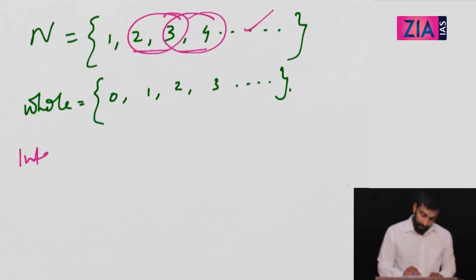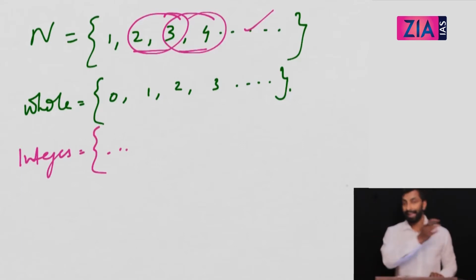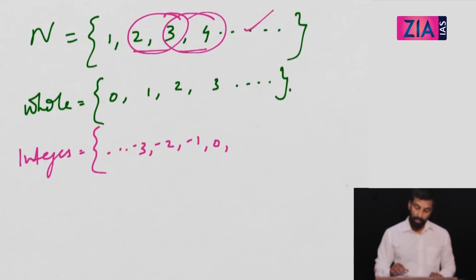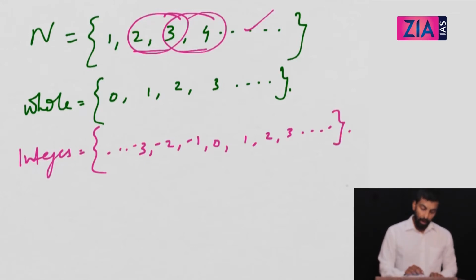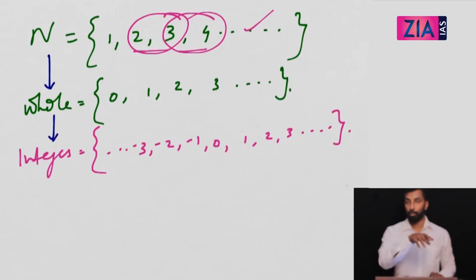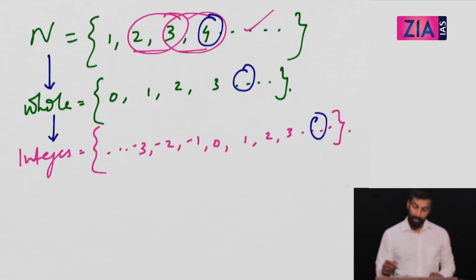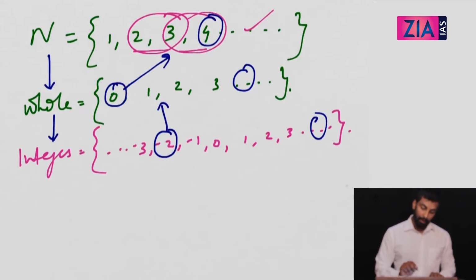Integers include negative numbers also. It goes up to negative infinity: minus 3, minus 2, minus 1, including 0, then 1, 2, 3, etc. If you observe here, all natural numbers are whole numbers and all whole numbers are integers, but the vice versa is not true. 4 comes in whole numbers as well as in integers. But minus 2 will not come in whole numbers, and 0 will not come in natural numbers. So the vice versa is not true.